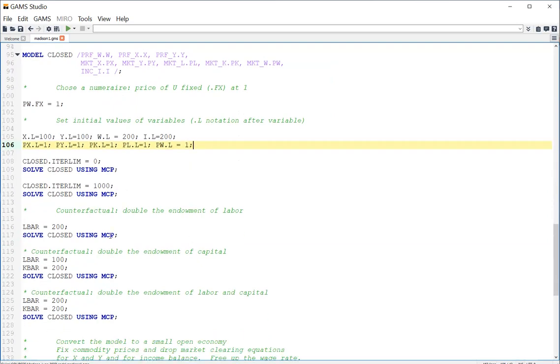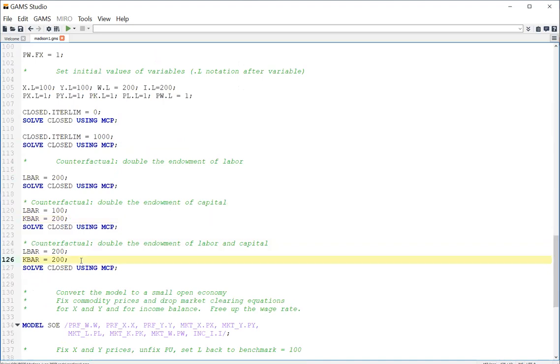Then here's an example of a counterfactual: double the endowment of labor in the economy and see what happens to these prices. Double the endowment of capital. This is a very symmetric model, so you should see a symmetric outcome. And then double both endowments of capital and labor. Theory tells me what this should look like because everything has constant returns, everything's homogeneous of degree 1. If we double both factor endowments, you double all real variables and all price variables should be unchanged.